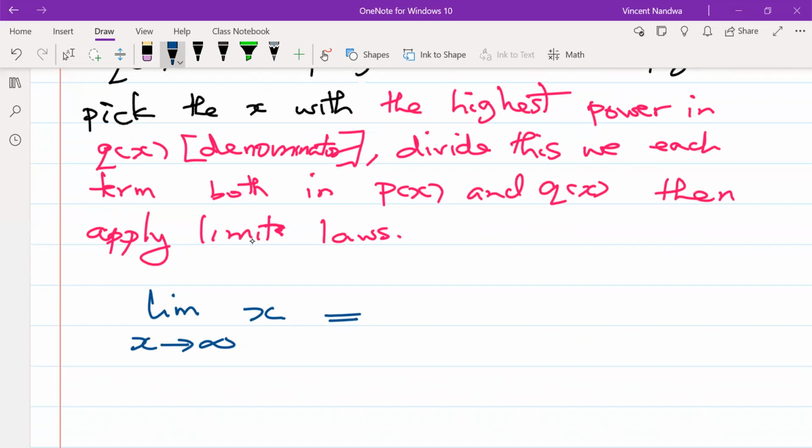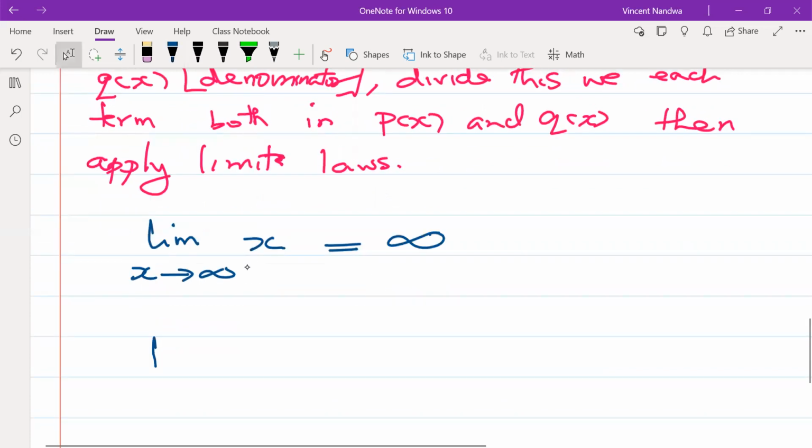So when you do direct substitution, what happens to x as x grows larger? Yes. When x grows larger, the value of the function, which is x, also grows larger. So the value of this will be just positive infinity. That's by direct substitution. Now, if you have the limit as x approaches infinity of x power 2, what will this be?